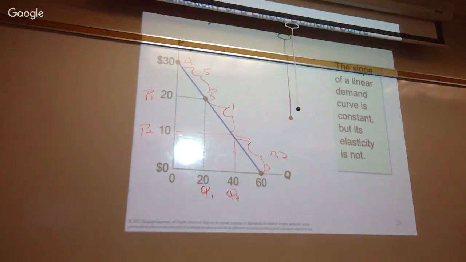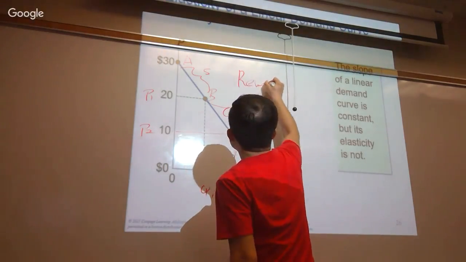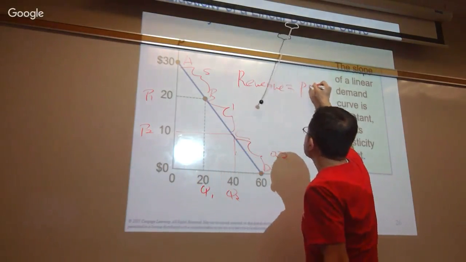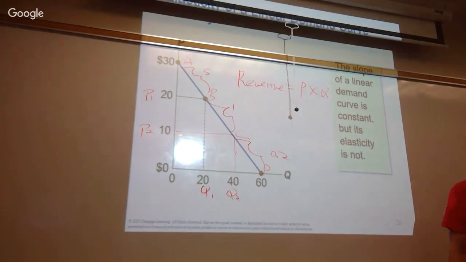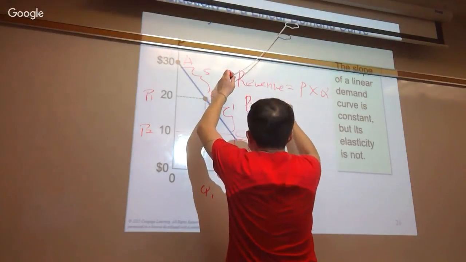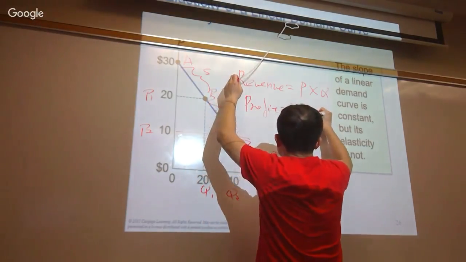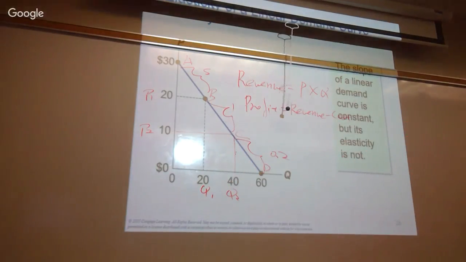Now, the difference between revenue and profit. Revenue is your price times quantity. That's your revenue. So take how much you're collecting from each item times how many you're going to sell. And then your profit is your revenue minus your cost. That's your profit. So the goal for every company is to maximize profit, not to maximize revenue.